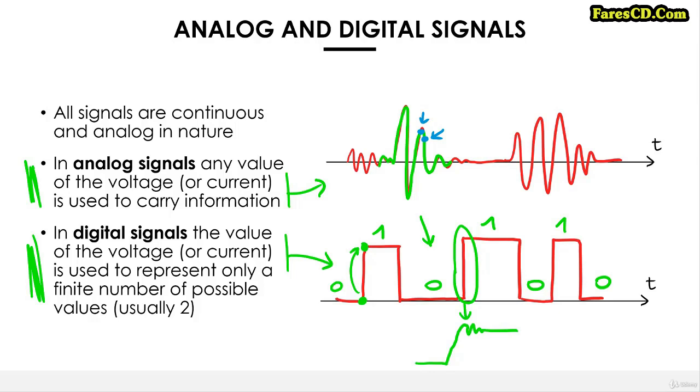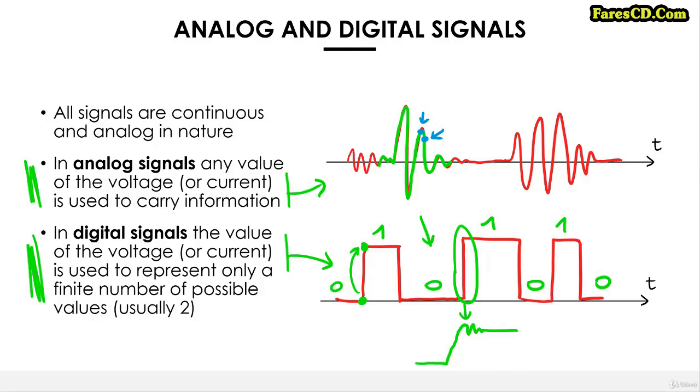Voltages cannot change instantaneously between one value to another. They can't do it physically. So we can say that all signals are continuous and analog in their nature, and really the only difference between analog and digital signal is the different interpretation that we give to the value of the voltage or the current.